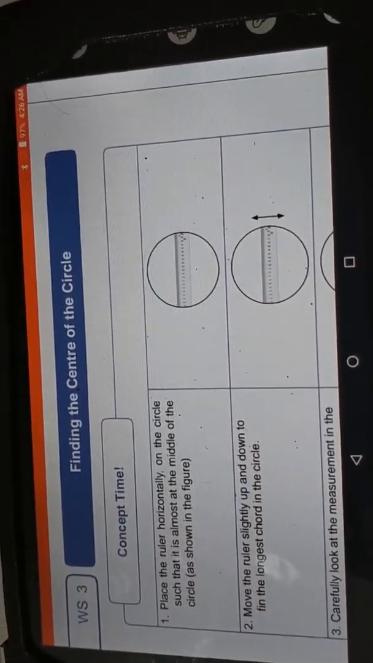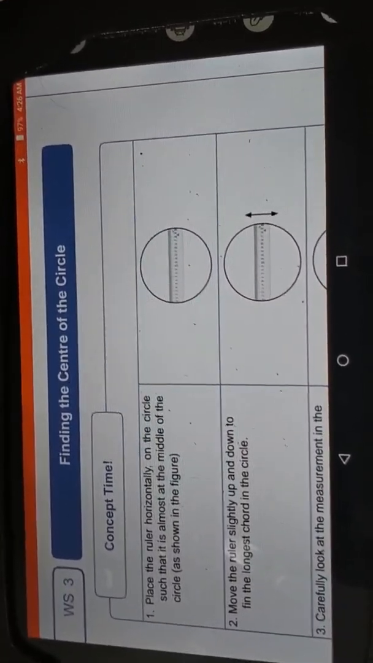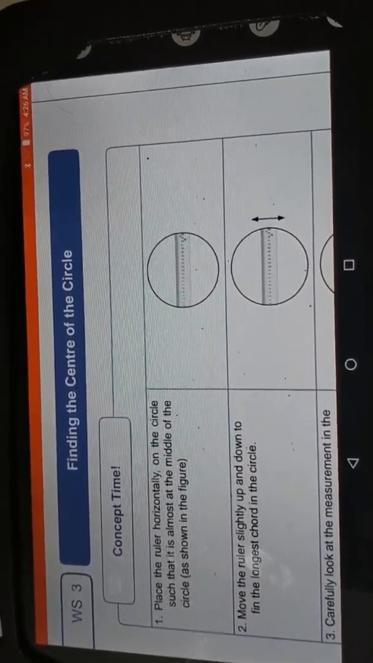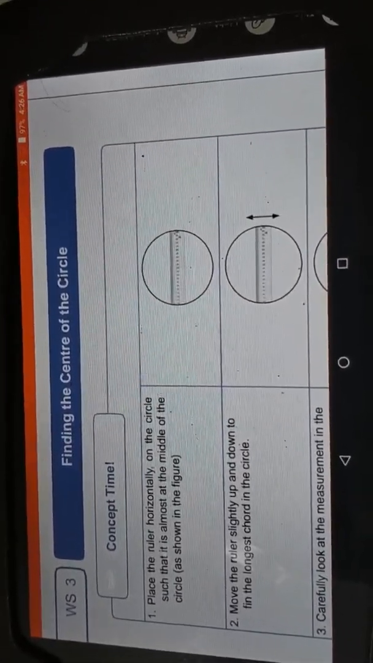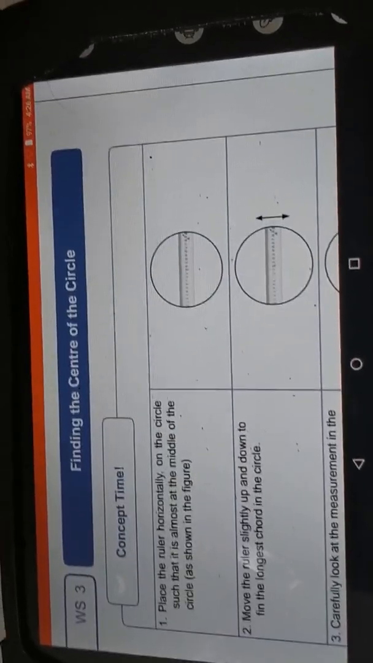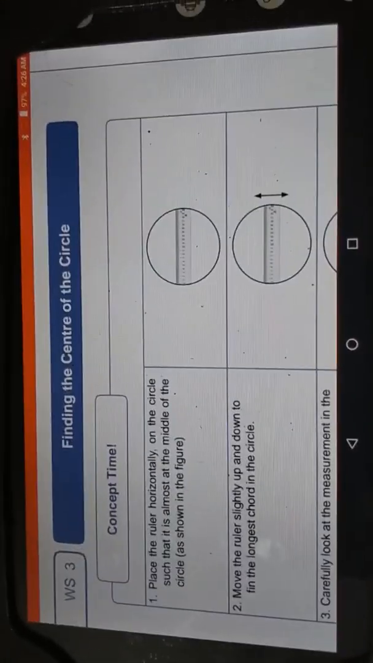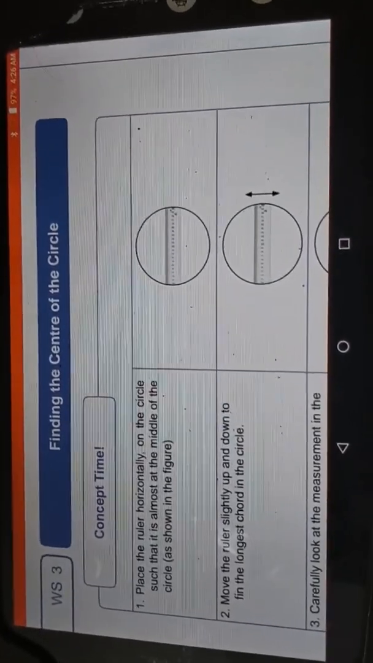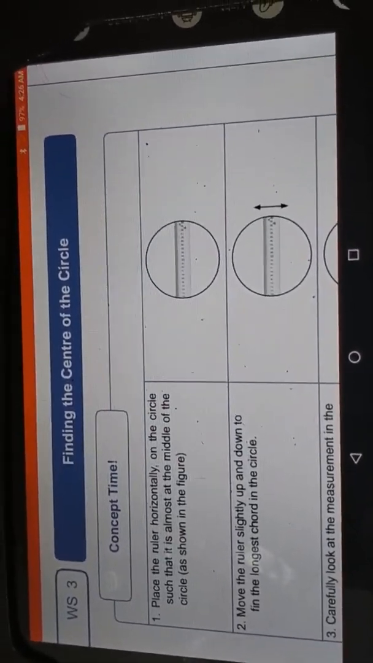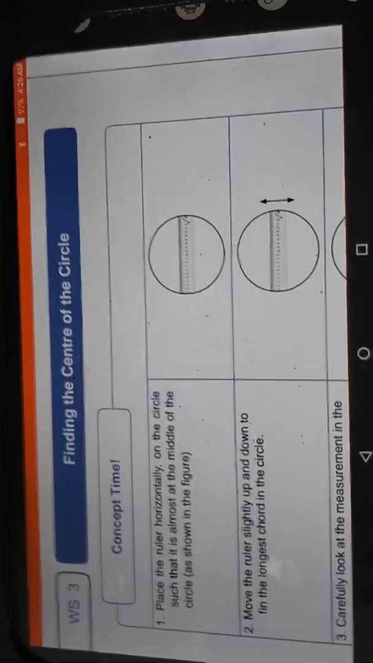So first of all we have to draw one circle, and then students we have to place the ruler horizontal on the circle such that it is almost in the middle of the circle.